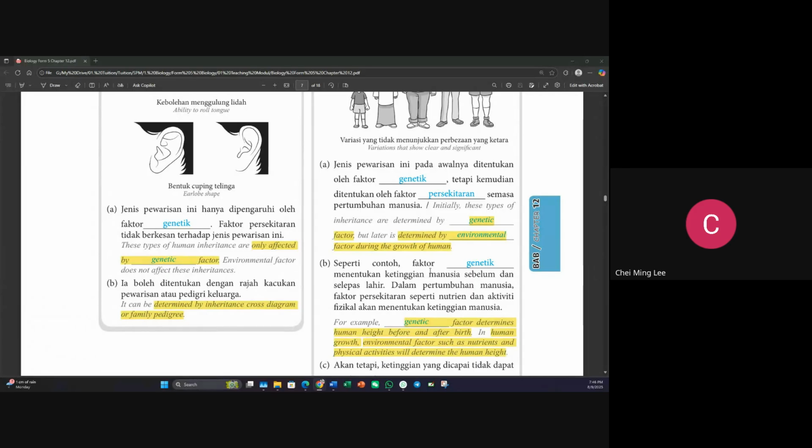must have the tall gene, the dominant gene for tall height, and also muscular. Then your nutrition must follow up. You must do exercise so that you become muscular. Okay?